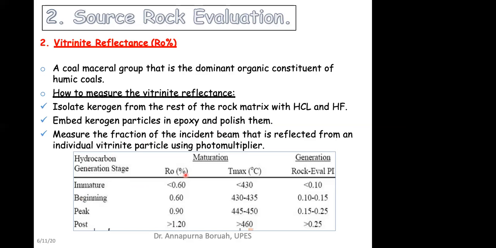So these are the ranges. Vitrinite reflectance value will be less than 0.6% if it is immature. Then T-max value will be less than 430. And for the gas generation window, we should have more than 1.2 vitrinite reflectance, more than 460 T-max, and production index should be more than 0.25.